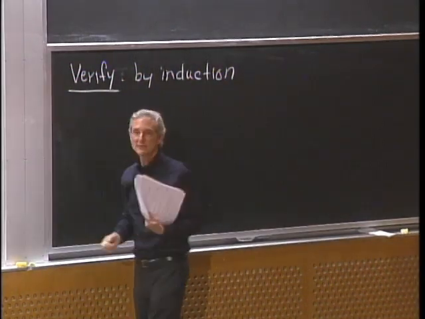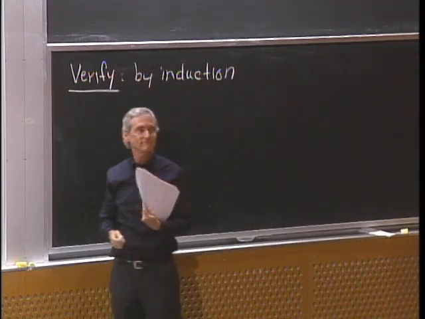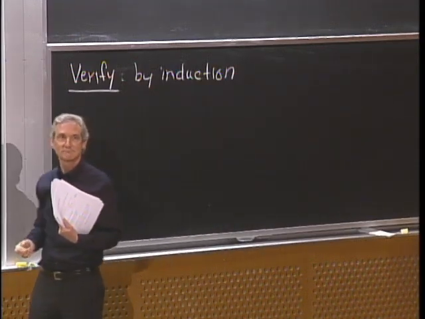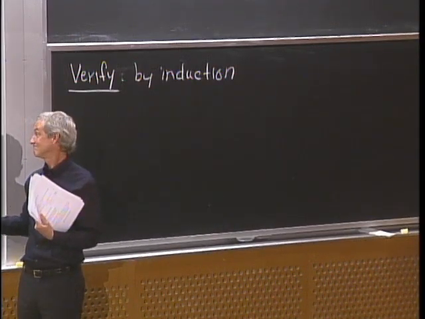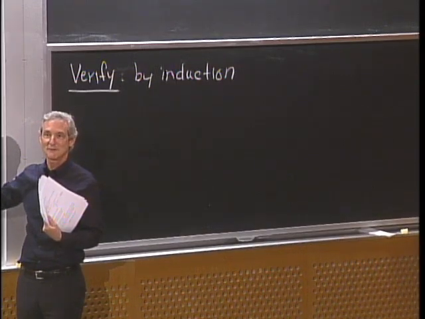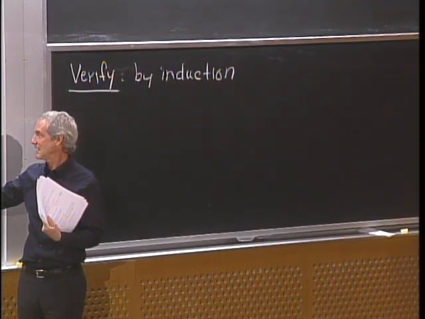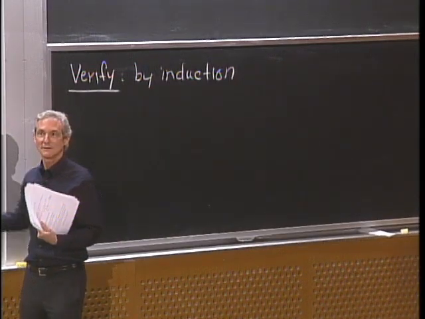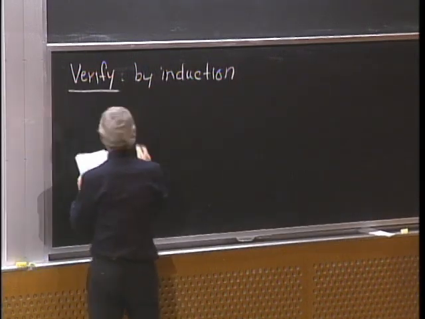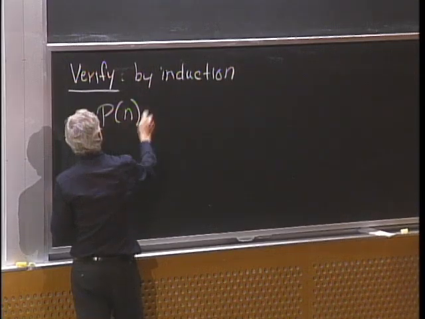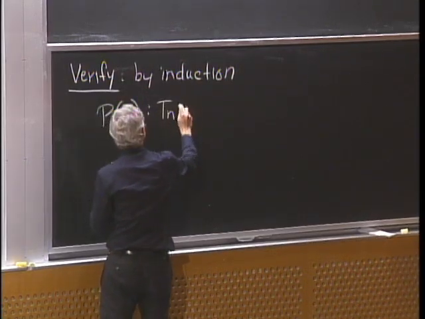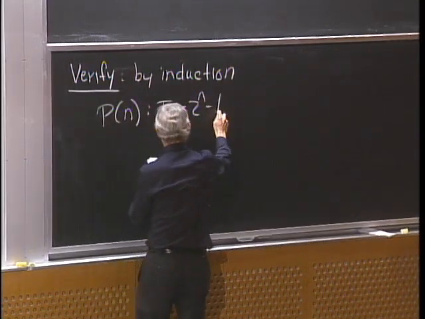What's our induction hypothesis? Any thoughts? Right there, P of n is going to be that T(n) equals 2 to the n minus 1. All right, very typical. So the predicate is that T of n is 2 to the n minus 1.